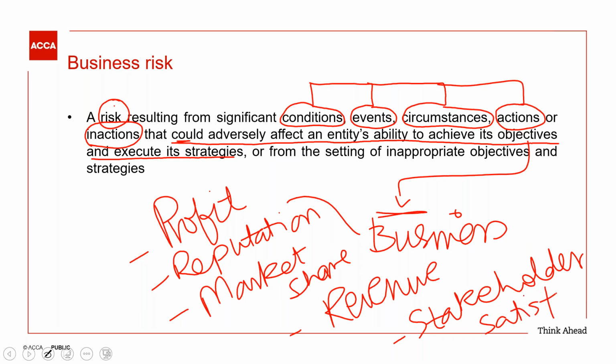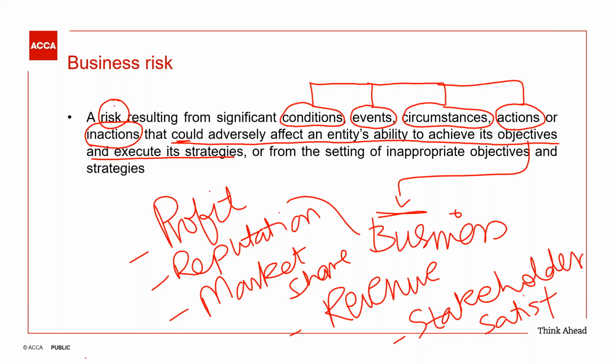If anything dissatisfies your stakeholder, is that also a business risk? Right? So can there be numerous business objectives or can there just be one? What do you say about it? Can there be numerous or can there be one? Waiting for your answers. Numerous. Very good. So anything which can affect your business objectives is a business risk. It can be an event, a condition, an action, an inaction. Even your wrong strategies can result in something adversely affecting your objective.